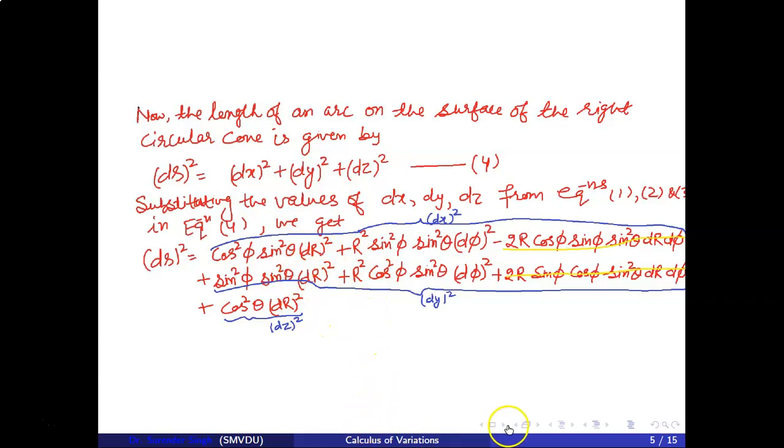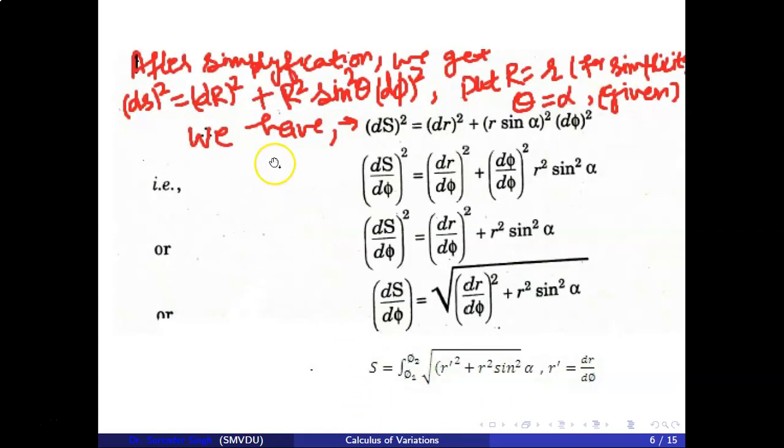And after simplification, we get ds equal to dr square plus r square sine square theta d phi square. Now, to connect with this equation, I'm putting here r equal to small r. It is just a matter of notation here. Earlier, I considered it capital R. You could have considered it small r. So, small r, you put capital R, and theta equal to alpha is already given in the statement.